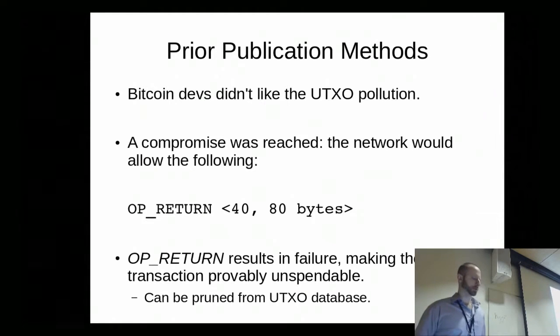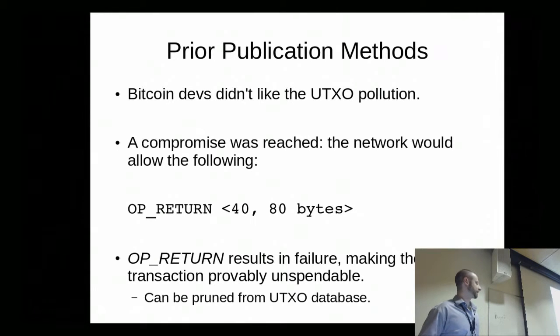So yeah, like I said before, the developers really didn't like this UTXO pollution. So they came up with a compromise. Like I said before, the Bitcoin network has a scripting language. One of the opcodes is OP_RETURN, which in programming languages is basically saying like return false. So they changed this to allow anybody to put at first 40 bytes and then I think they extended it to 80 bytes of just arbitrary data.